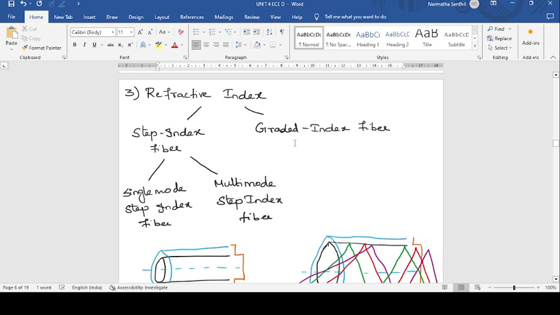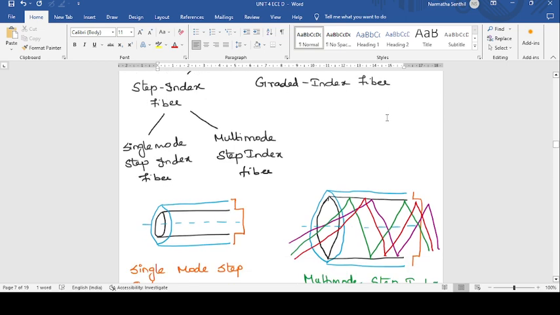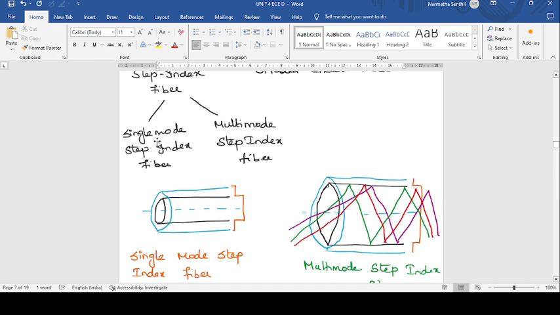Next, refractive index. Based on the variation of refractive index, we are classifying the fibers into two: one is step index fiber, the other one is graded index fiber. Step index fiber, again we are classifying into two: single mode step index fiber and multi-mode step index fiber.